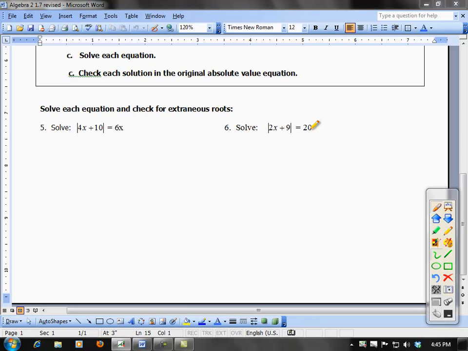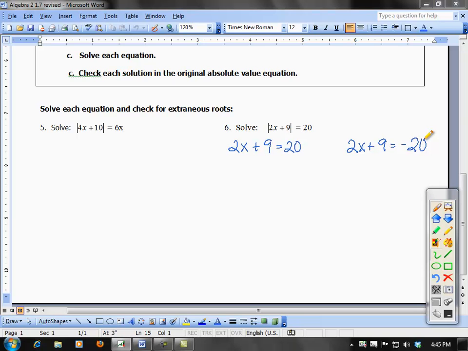What this says is I take my first equation, so I have 2x plus 9, it equals 20. This is saying it's 20 units away from wherever the center is in the positive direction, or I could go 20 units away in the negative direction. Okay? So that's what they're talking about.